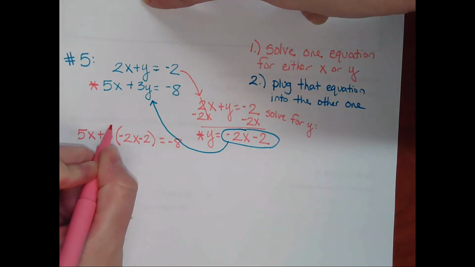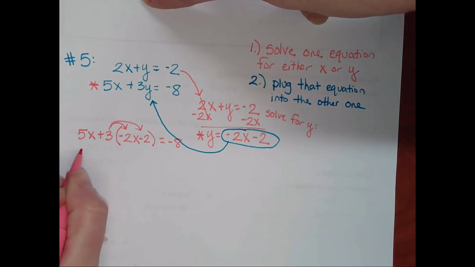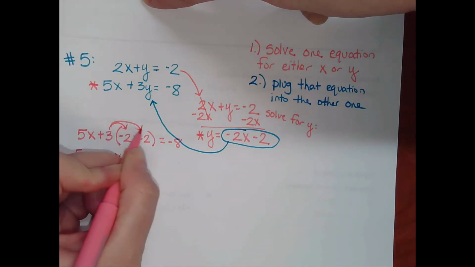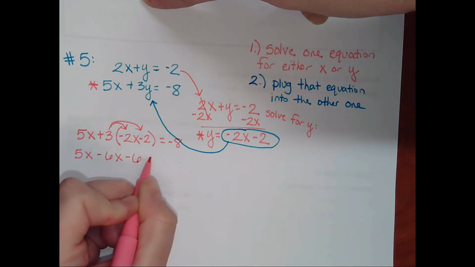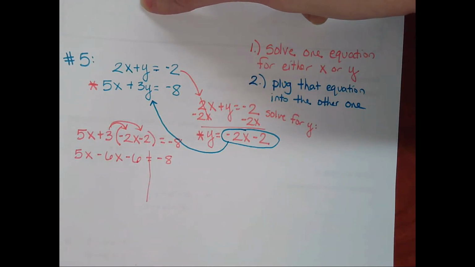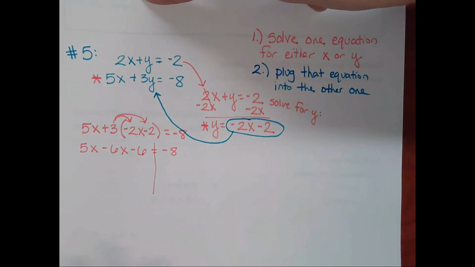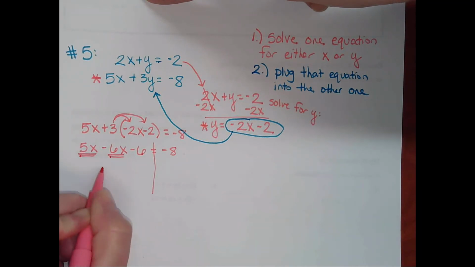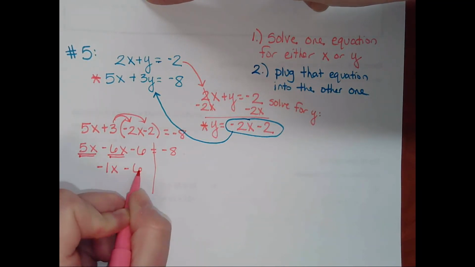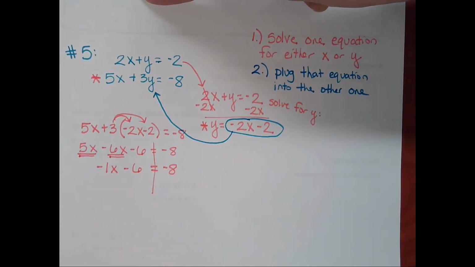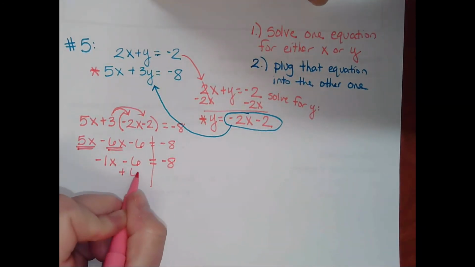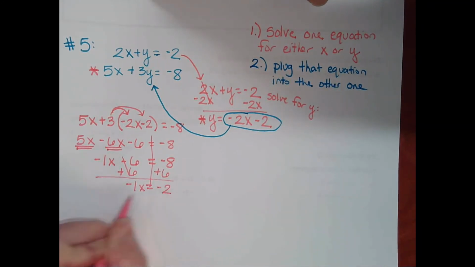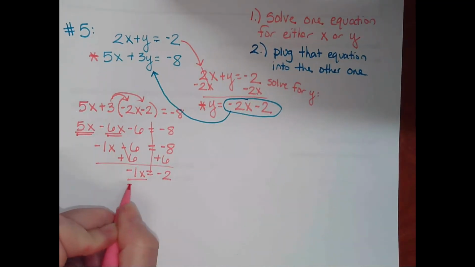So first thing I need to do is distribute. Bring down the 5x. Positive 3 times a -2 is a -6x. Positive 3 times a -2 is a -6, equals -8. Then I'm going to use my algebra skills to solve here. I'm going to combine like terms. 5x's minus 6x's is -1x. Bring down the -6, bring down the equals, bring down the -8. Then I'm going to add 6. -1x equals -2. You cannot leave it as a -1, so then you're going to divide by -1.